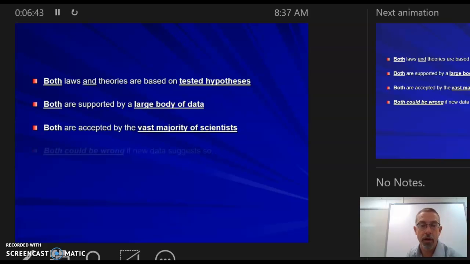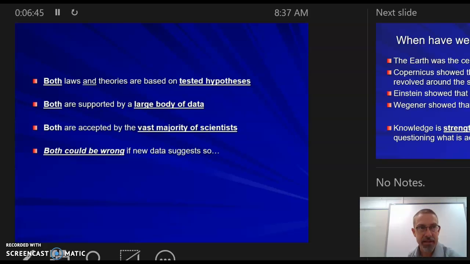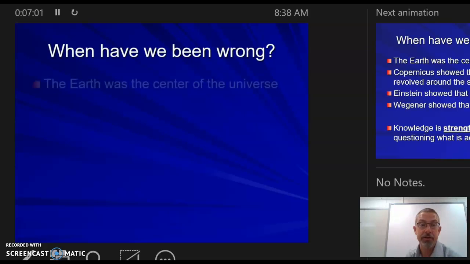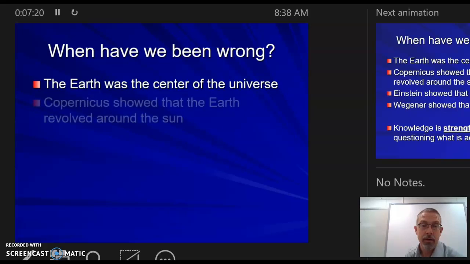But here's where the kicker comes in. The nice thing about science is that laws and theories could be wrong and could be changed if new data suggests so. If you get all of a sudden new data that suggests otherwise, you're going to change your law or theory. And this has happened throughout history. For a long time, people thought Earth was the center of the universe. And if you looked at the observations, if you stepped out your front door this morning, it'd be awfully difficult to convince you otherwise. It wasn't until new information became available that people were able to understand that our role in the universe was not as the center of it.